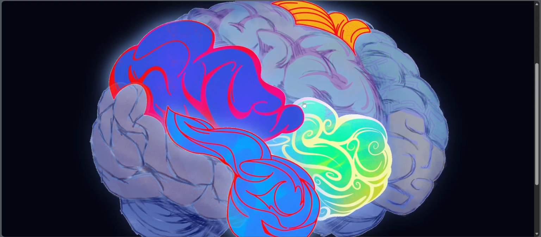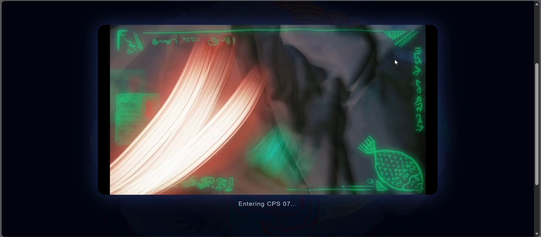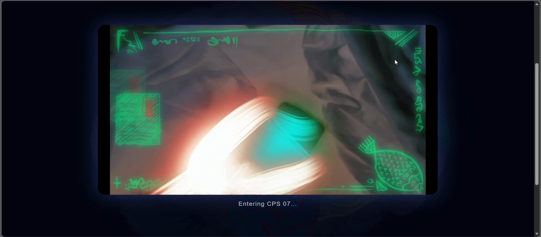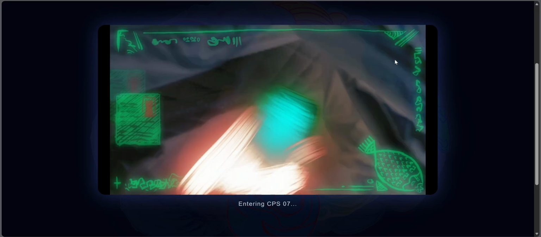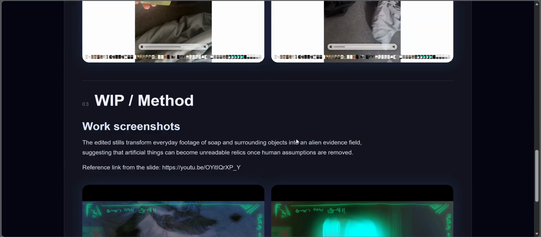In week 5, the theme was object-oriented ontology. I chose a bar of soap as my research object, and created a video work combining hand-drawn animation and live-action footage. I imagined the soap as a human relic seen by a post-human or alien observer. Through this setting, I explored how the meaning of an object may change when the human perspective is removed.